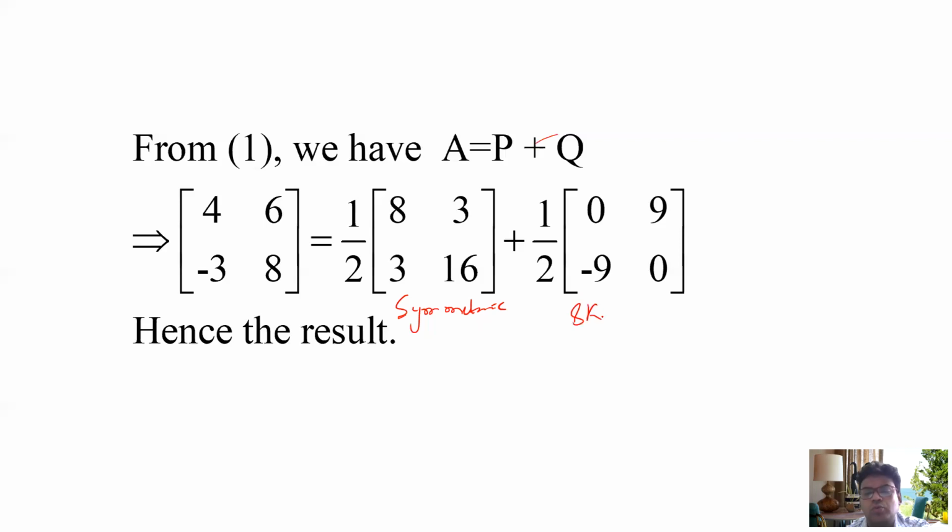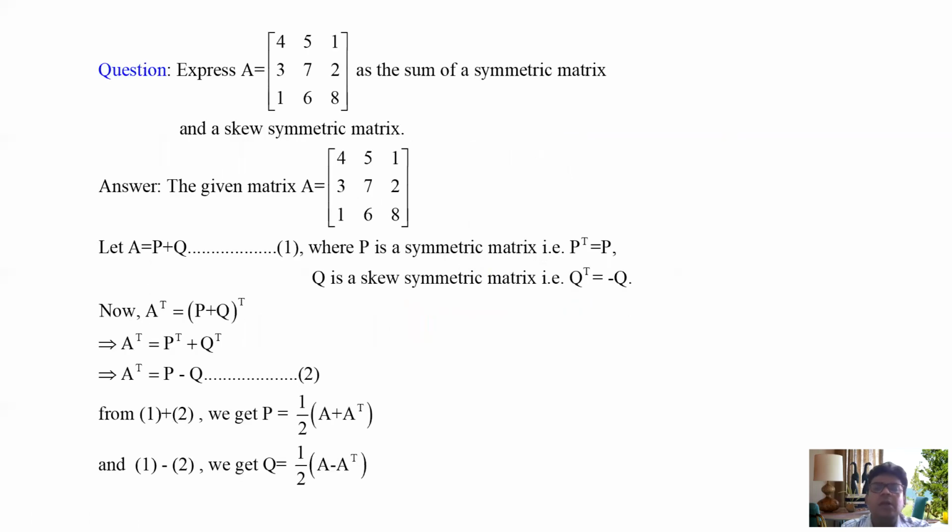Symmetric and skew. Okay, symmetric matrix and skew symmetric matrix. Hence the result. Now try to check the same way. Suppose you have a 3 cross 3 matrix, then what do you do? Express with the same logic.